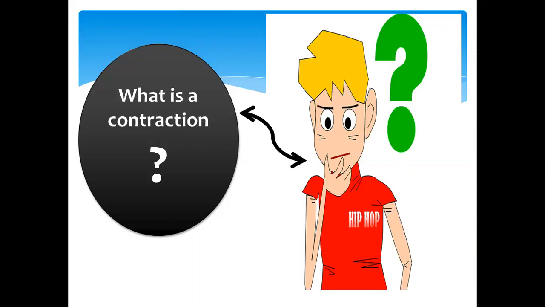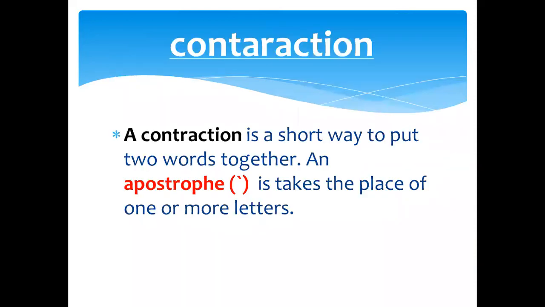What is a contraction? A contraction is a short way to write two words together. An apostrophe takes the place of one or more letters. So what is a contraction? A contraction is a short way to put two words together. An apostrophe takes the place of one or more letters.